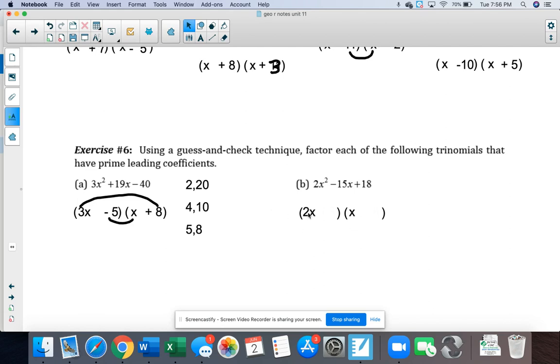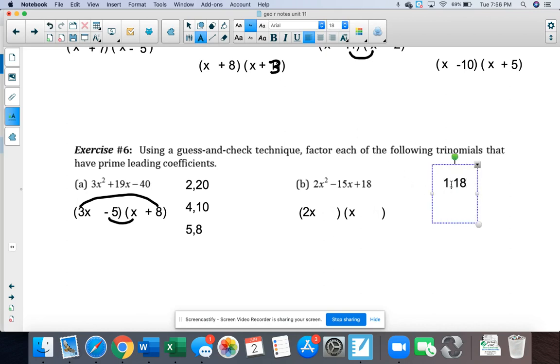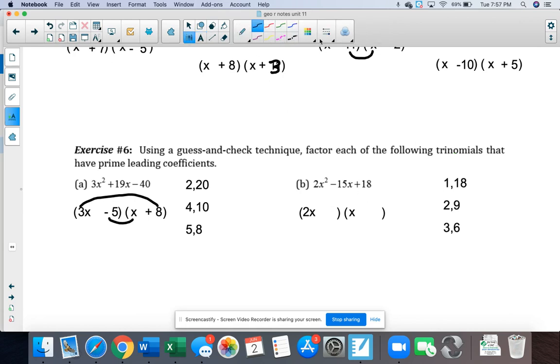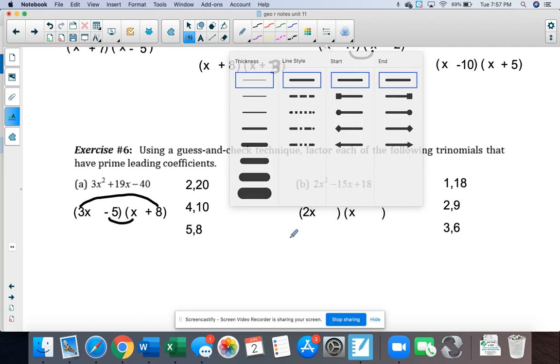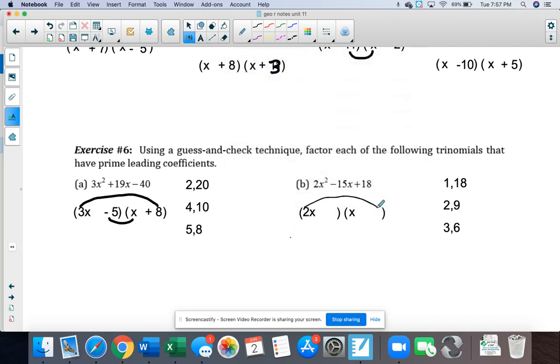So this one I have 2x times x is 2x squared. And then again, I'm just thinking about my factors of 18. So obviously I have 1 and 18, I have 2 and 9, I have 3 and 6, and that's about it. So I just have to play around with all of these in both positions to see which one will actually work. Again, you have to be careful to make sure that whichever number you're putting in this second position, recognize that it's being multiplied by 2.